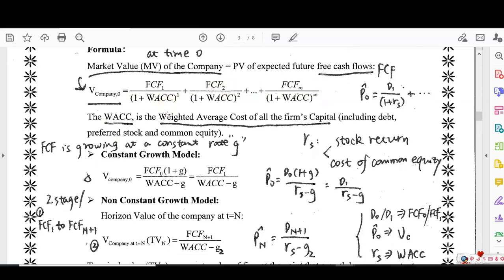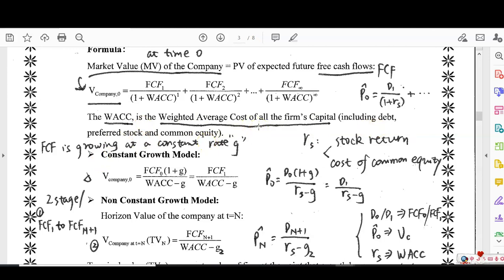When we were discounting dividends, we were using the stock return, the cost of equity, as the discount rate. Here we're using WACC because we're discounting free cash flow. WACC is the weighted average cost of all the firm's capital, including debt, preferred stock, and common equity. We're going to discuss more on it in chapter 10.